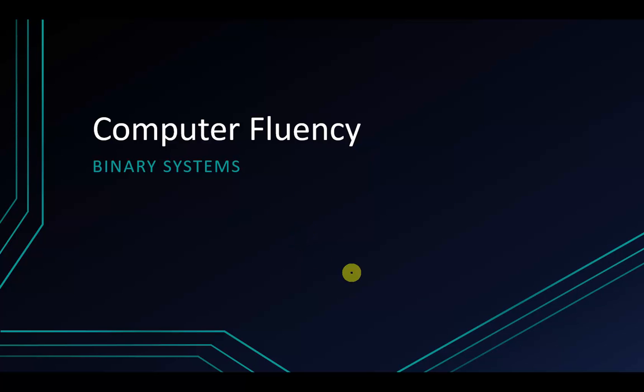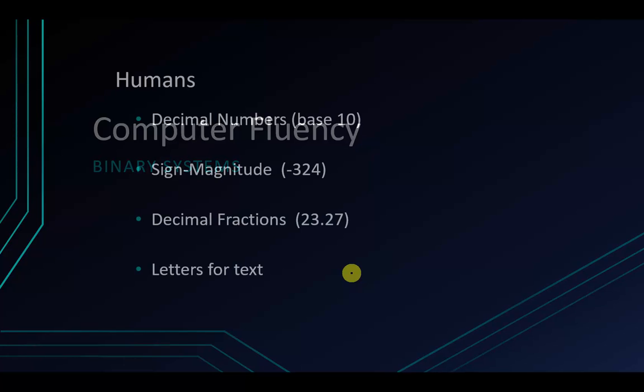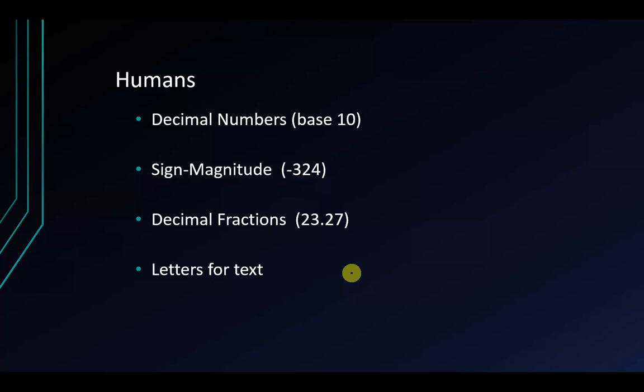Today we're going to move into the realm of digital information and talk about binary systems and how those are utilized in the computer industry. As humans, we have been trained up on the decimal number system, or base 10. We deal with that through the use of the numbers 0 through 9. And in that decimal system, we have certain positive and negative signs that we attribute to determine the magnitude of a number. And we also have the ability to work with decimal fractions.